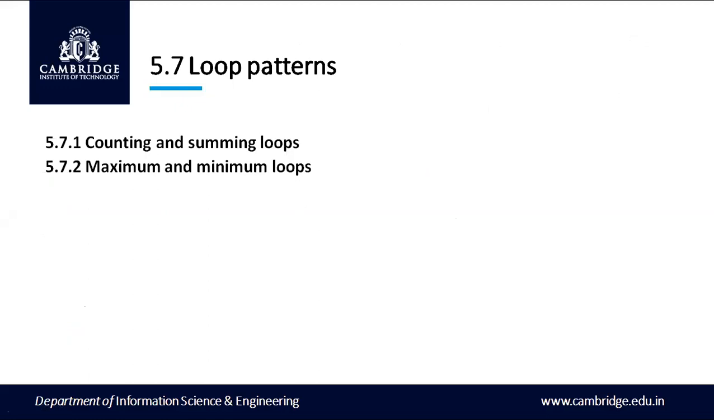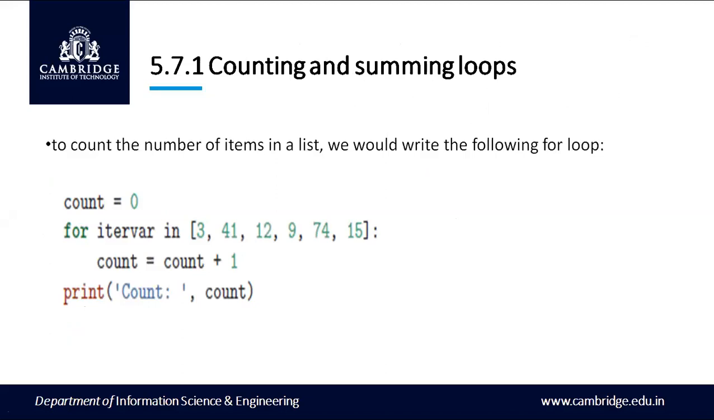Next we'll go to the loop patterns. Here we have two topics under loop patterns. One is counting and summing loops and the other one is maximum and minimum loops. Counting loops are nothing but counting the number of items in a list. So we just write this particular program here. Here you can see the demonstration of counting loops. Again, the for loop is used here, and we have 6 items in the list.